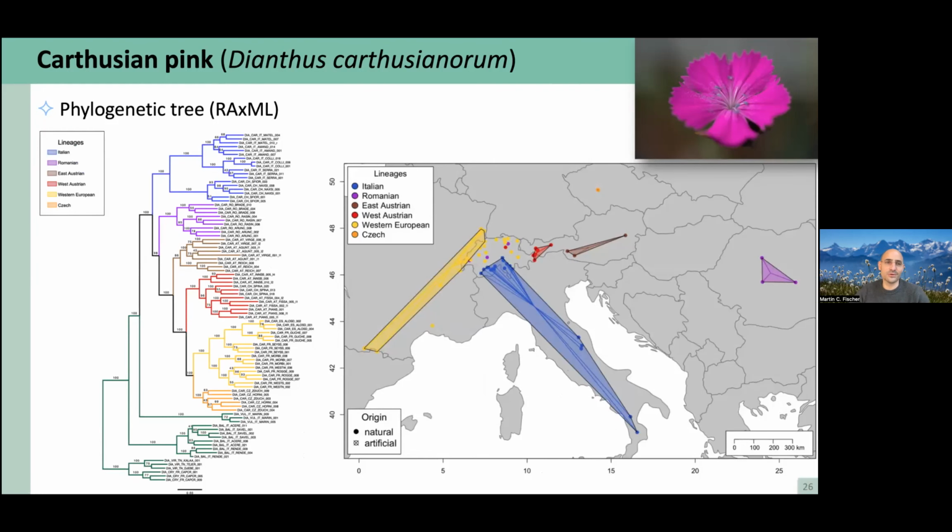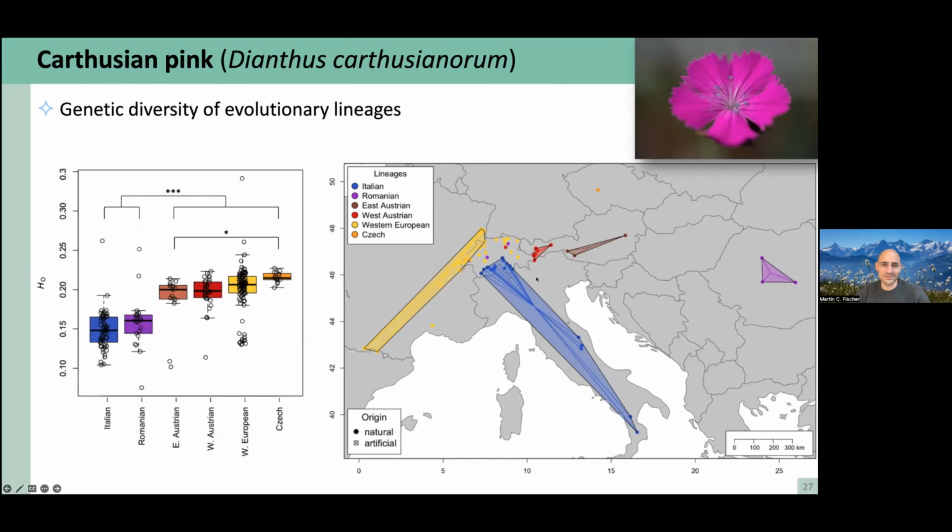Doing now with this data a phylogenetic tree using RAxML, she could identify that across Europe we have about 6 different evolutionary lineages of Dianthus carthusianorum. So we have the Western European lineage, the Italian lineage, the West Austrian lineage, the East Austrian lineage, a lineage in the Czech Republic, and one lineage in Romania, which are clearly and highly supported by the phylogenetic tree. So indicating that in Switzerland, we should expect to have 3 different lineages.